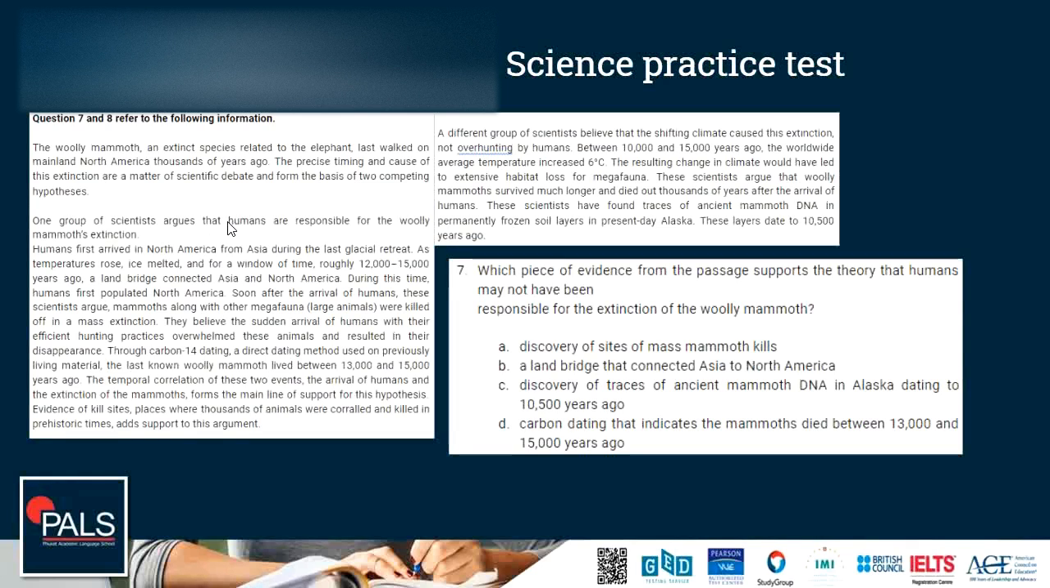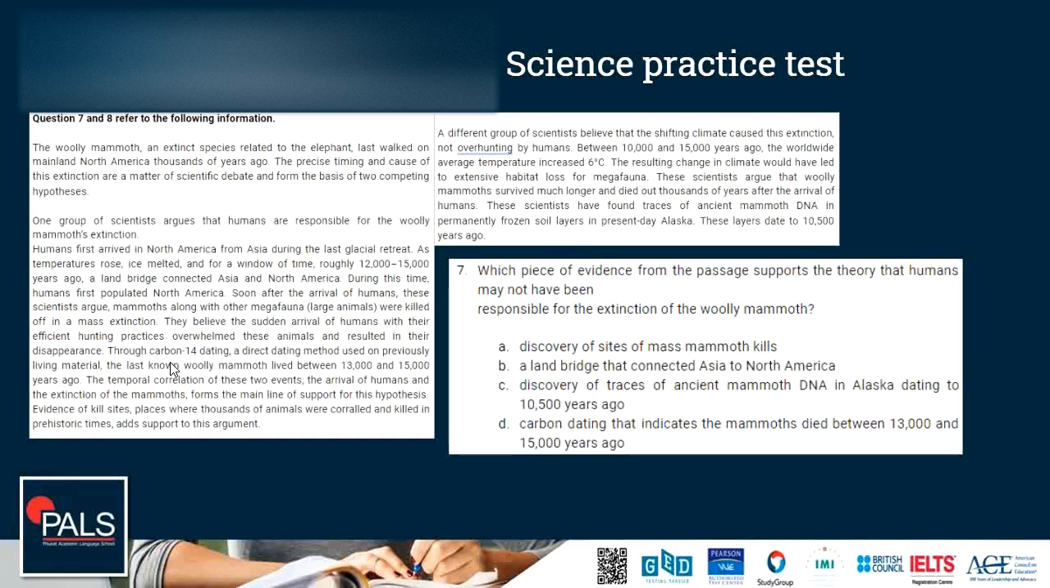Evidence that supports this is that the last, no, what do they say here? One moment. The last known woolly mammoth lived between 13,000 and 15,000 years ago. So the evidence for support for this hypothesis is that the mammoths went extinct around about the same time as the humans arrived, or the first humans arrived in North America.